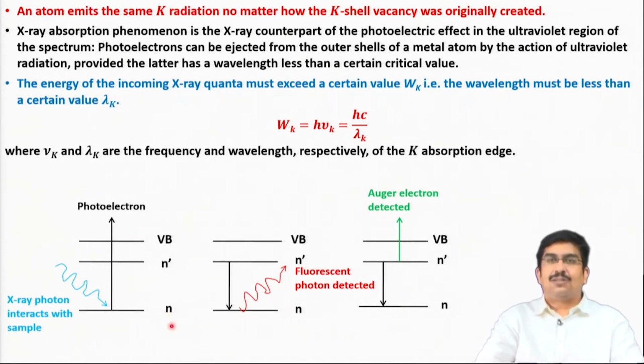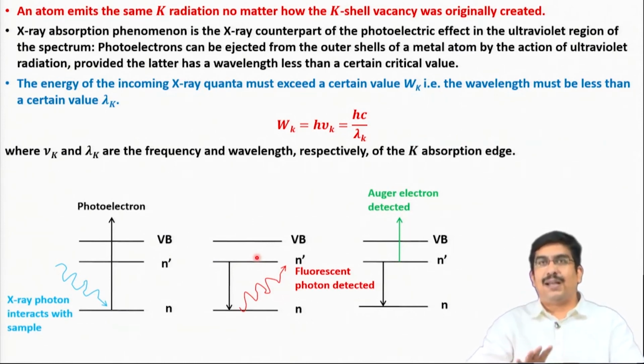And this process, X-ray absorption, we can also think of as the X-ray counterpart of the photoelectric effect that happens in the ultraviolet region, where a photoelectron is emitted from the outer shell due to the action of an ultraviolet ray. Okay. So the same thing happens here.